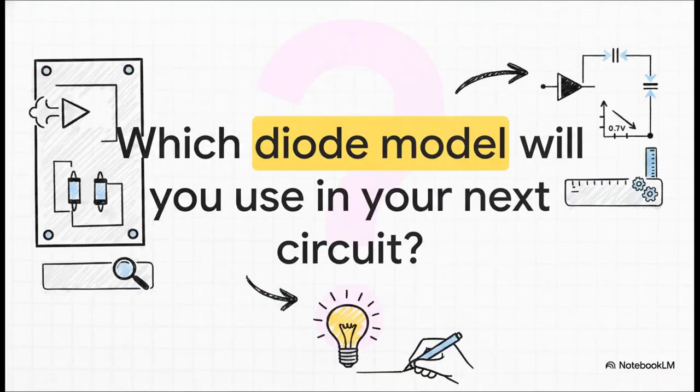So as we wrap up this explainer, I want you to consider your own projects. Are you doing a quick diagnostic check where a simple ideal switch model is enough? Or are you designing a delicate, low-voltage circuit where that practical 0.7-volt drop makes all the difference in the world? Based on the exact precision you need, which level of diode approximation is going to become your go-to tool?